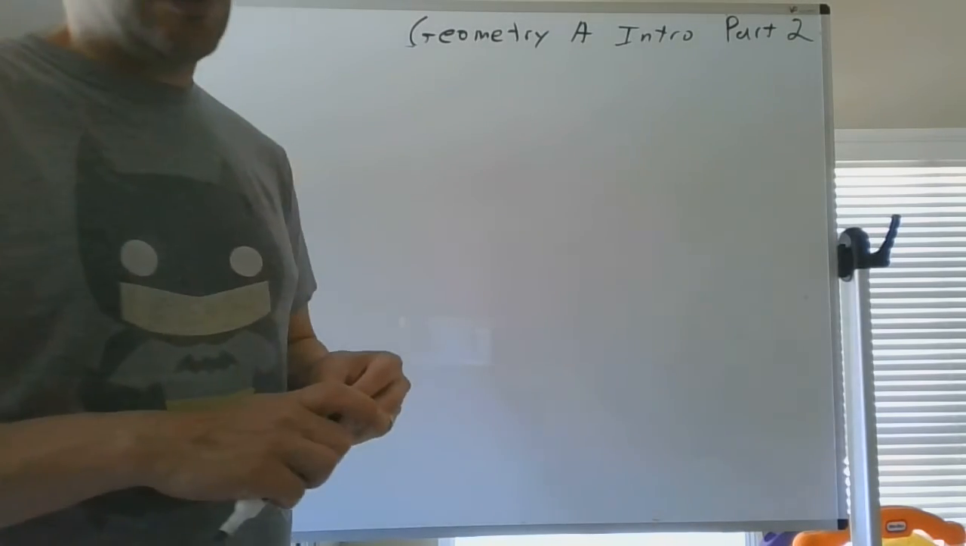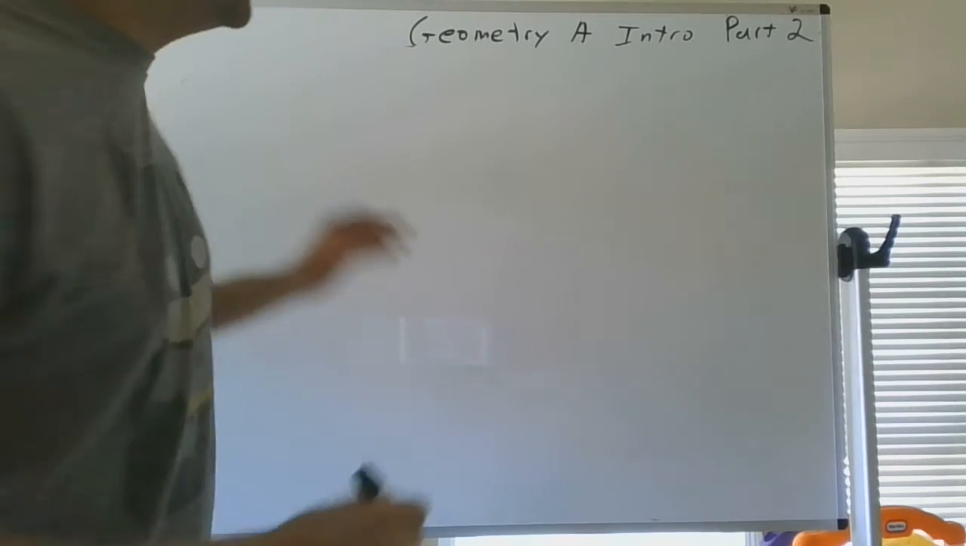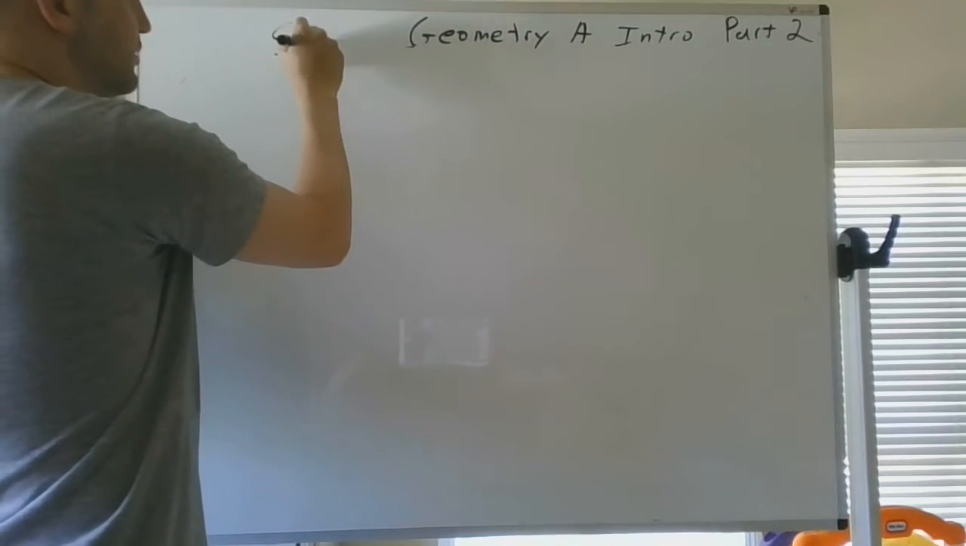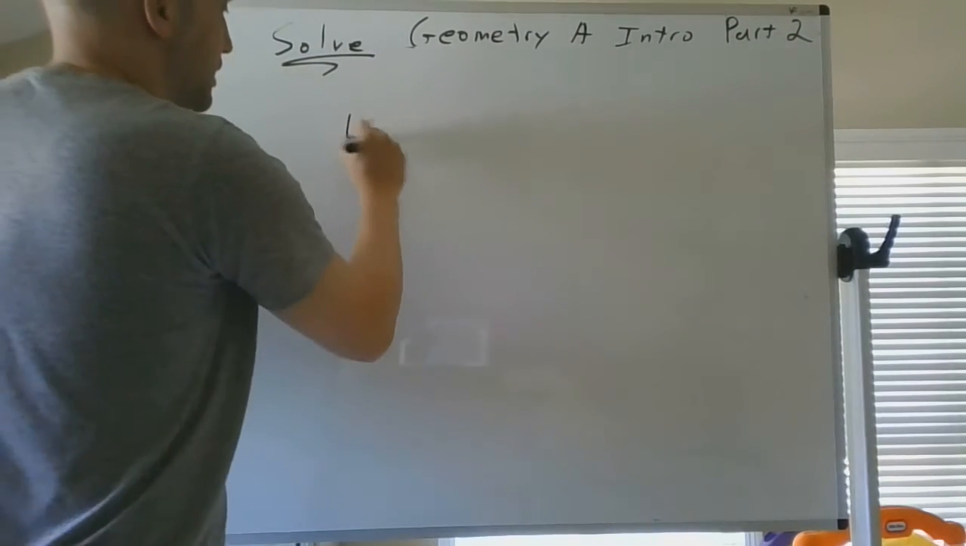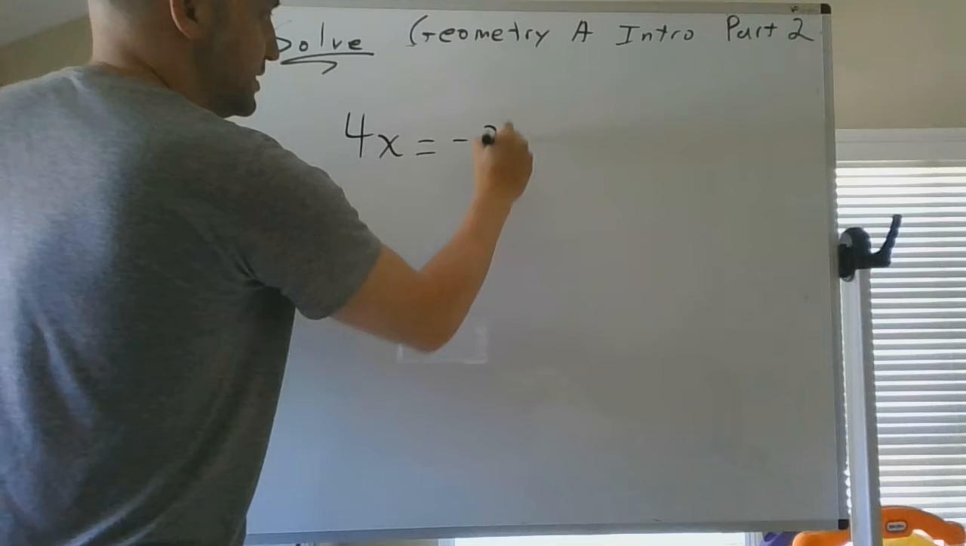Okay. So I want to start off easy. Let's start off with an easier equation, something like this. The direction here is all just solve. And I'm just going to use x. So let's say we have 4x equals negative 20.